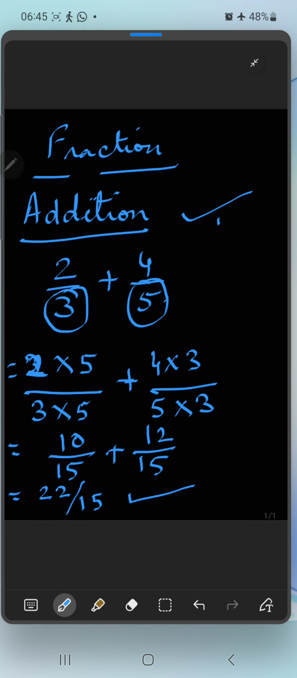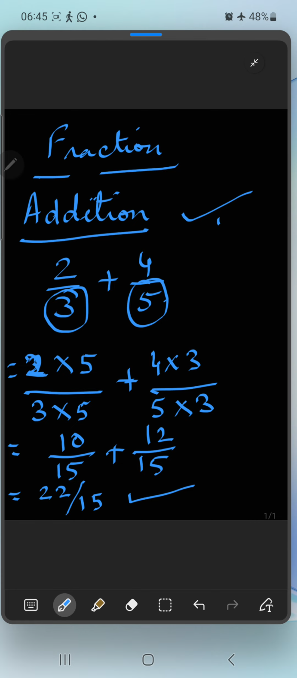Now what do we have to do? We have to convert the first fraction's denominator to 15. So we will get 15 here by multiplying this 3 with 5. We had multiplied 5 with this 3, and because we had multiplied this 5 with 3, we also have to multiply the numerator part with this 5.